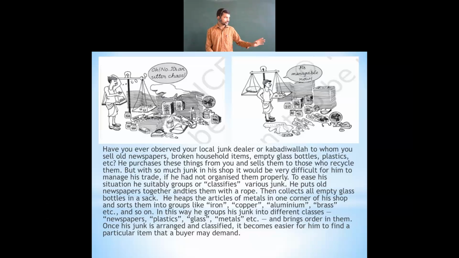All the things he brought and threw at one place, he has separated. Newspaper he has kept on one side, the boxes on another side, the fan which you can see there on another side, and the plastic bottles on another side. This we call organization. Below, I have written everything about what that kabaddi person does here.